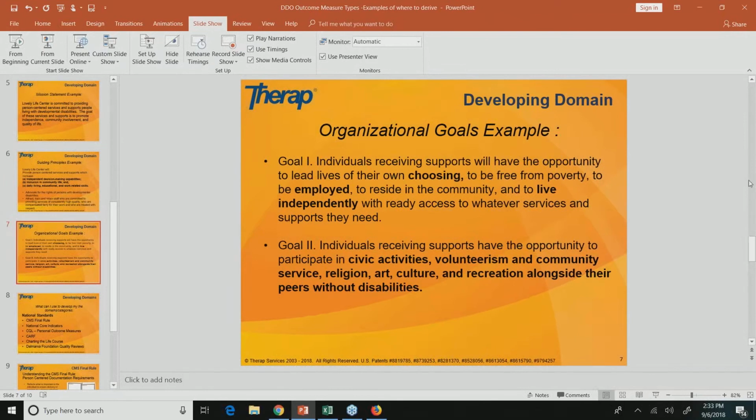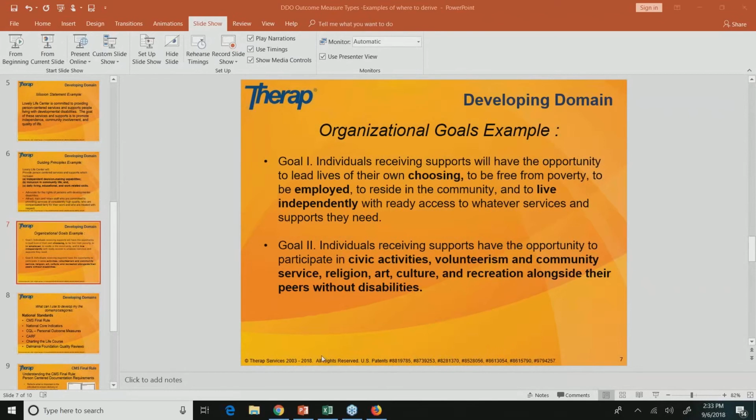So I'm going to just pause for a moment and look at particular questions. All right, so this question says, would you please explain again how Therap translates the ISP score into values assigned to each outcome? Sure, I definitely will do that, Donna. Okay.